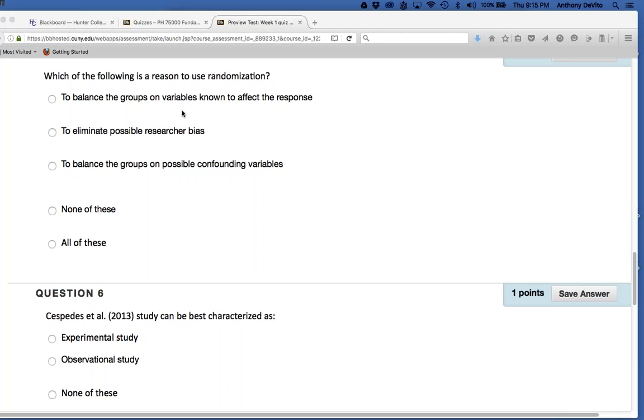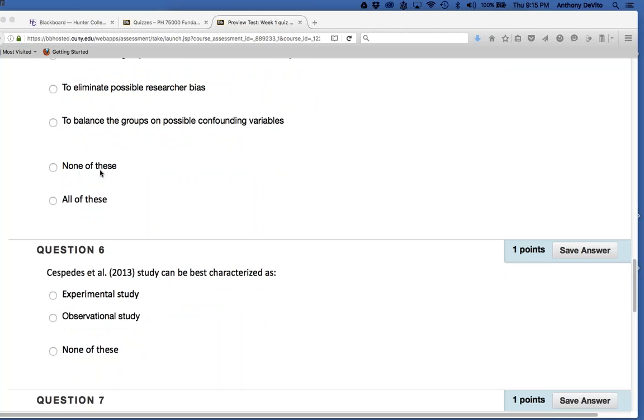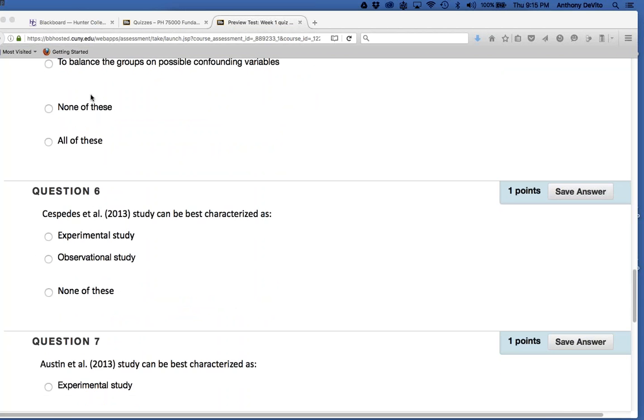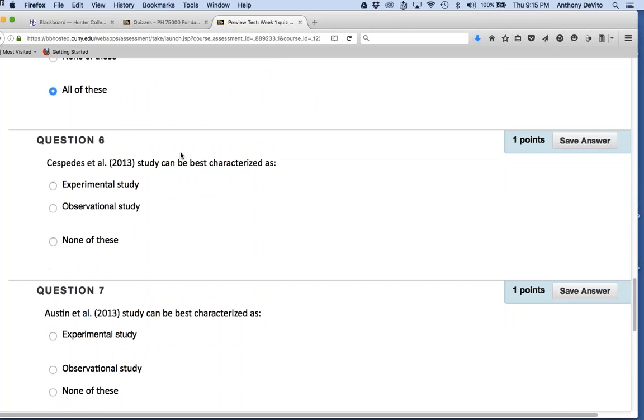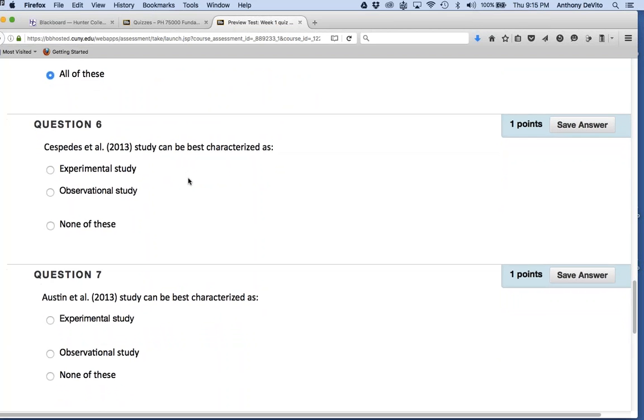Eliminate possible researcher bias. Yeah, when the researcher is selecting who goes into which group, he may unconsciously bias the research by putting healthier people in one group and less healthy people in another group. So it looks like more than one answer here is correct. I certainly wouldn't say none of these. So I think probably the correct answer is all of these, right? Do we all agree on that? I'm not looking at the answer sheet, so you guys are going to have to help me a little bit.